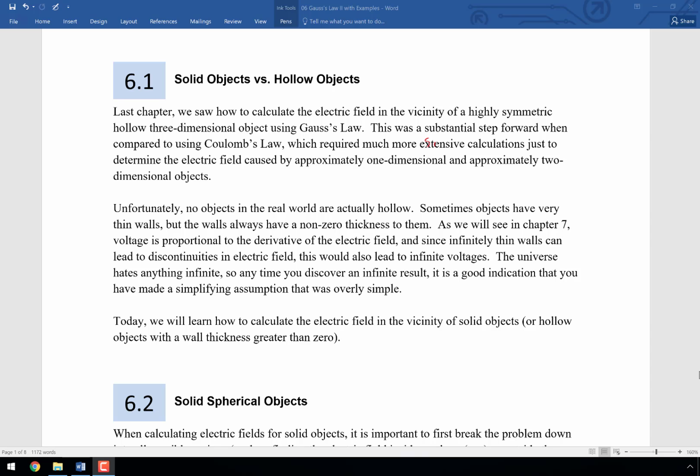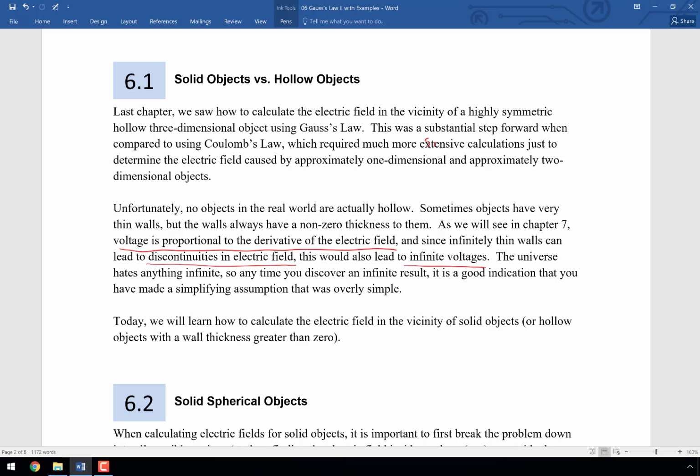I just wanted to point out one real problem with an infinitely thin wall: the voltage is proportional to the derivative of the electric field. That's something we're going to see next time. And while you haven't seen that proven mathematically yet, you understand the concept of voltage, and you would understand that if you have discontinuities in the electric field, which would happen for infinitely thin walls, that would lead to infinite voltage. Now, you can have kilovolts or megavolts or gigavolts, but you can't have infinite volts. And if you ever are doing a calculation in physics and the result that you get is infinite, then you've probably done something wrong. You've probably made an assumption that was too simple, and you're probably solving a problem that is simpler than the real world.